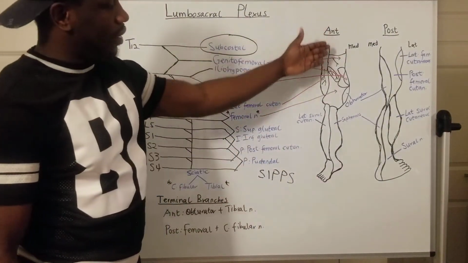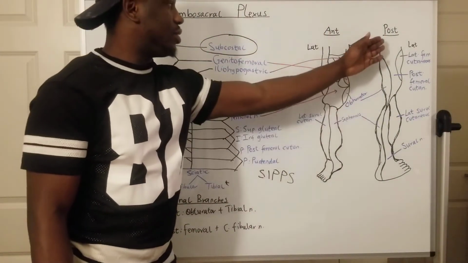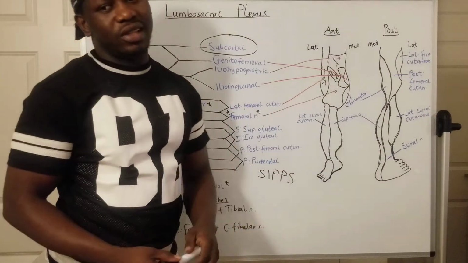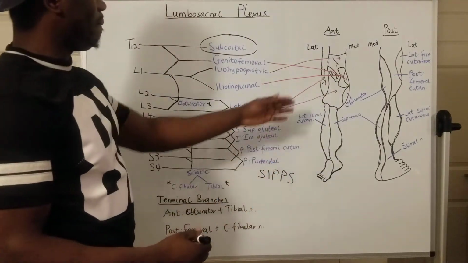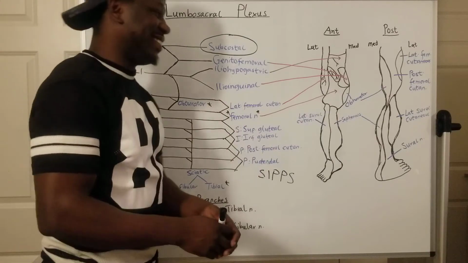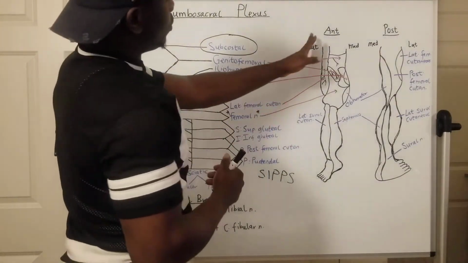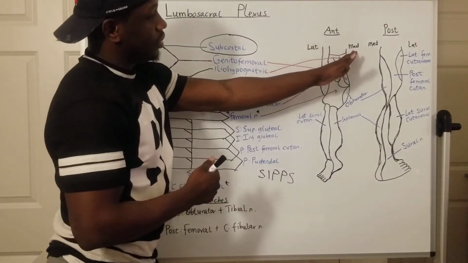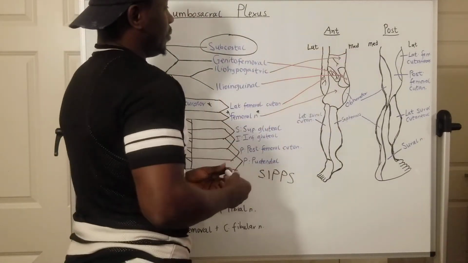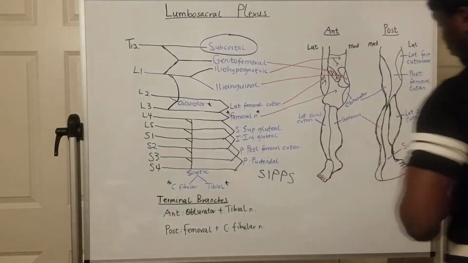So this is the anterior leg and this is the posterior leg. I know my drawing sucks, alright? But I tried. Alright, so let's see. So this is the lateral side of the leg, this is the medial side of the leg. Alright, let me stand on this side.